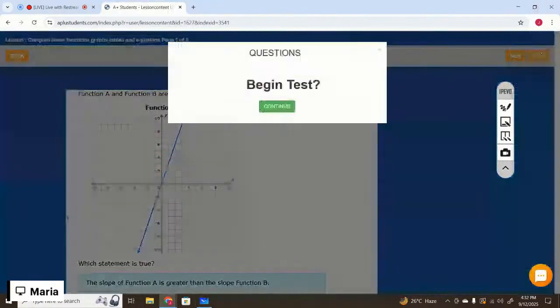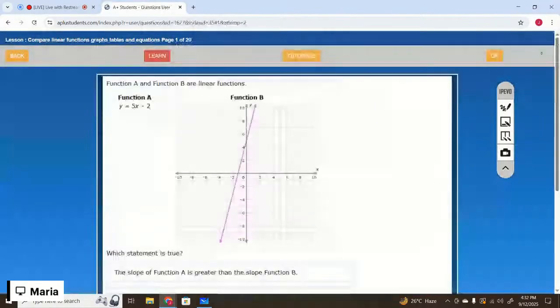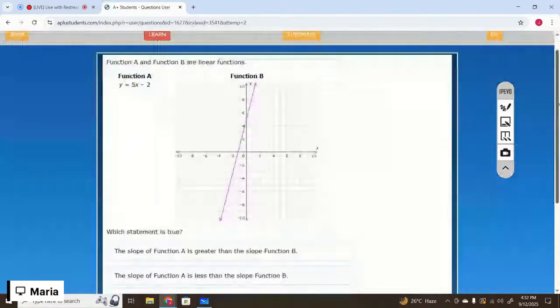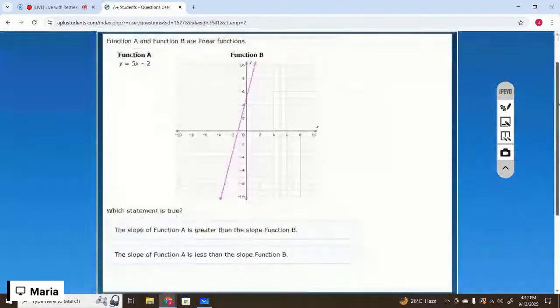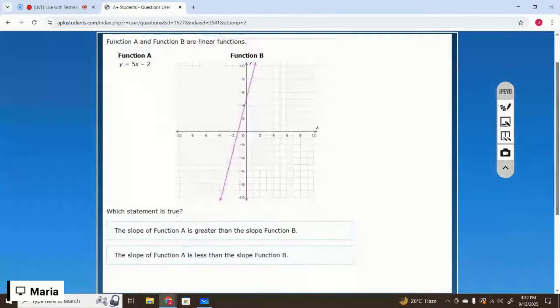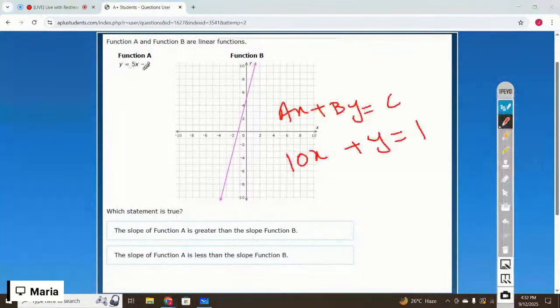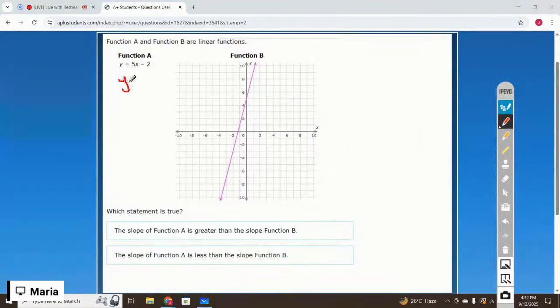I'm going to start with the test question, right? Function A and function B are linear functions. Which statement is true? We need to find the slopes, right? So look, for function A, y equals 5x minus 2. This equation in slope intercept form would be y equals mx plus b. So m equals 5. So for function A, the slope equals 5.